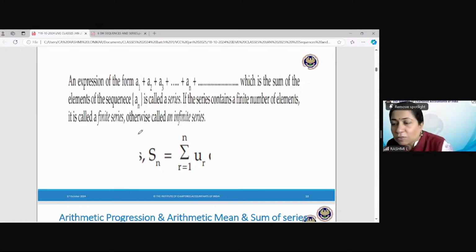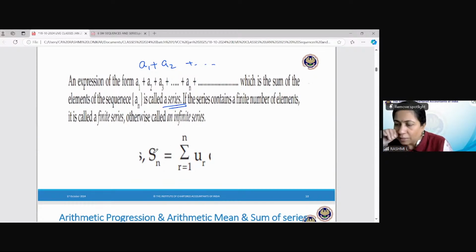An expression of the form A1 plus A2 plus so on, is called a series. When you have the addition sign, it is a series. When you have just the numbers, it is a sequence. But while I'm talking, I may use them interchangeably, but it will depend on whatever is written in the question. Okay, so don't worry much about it.